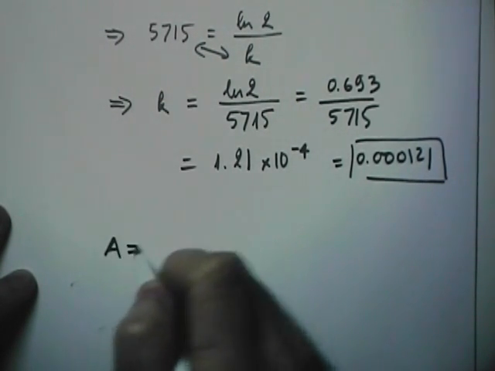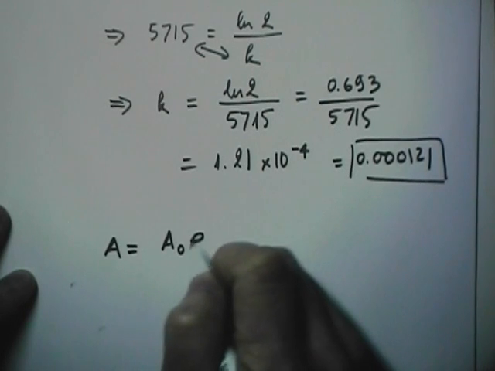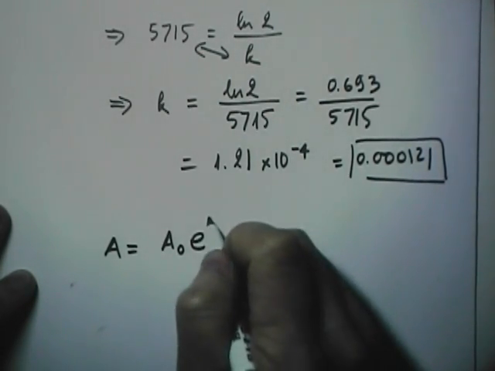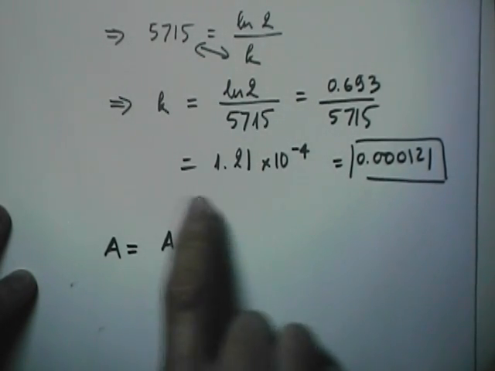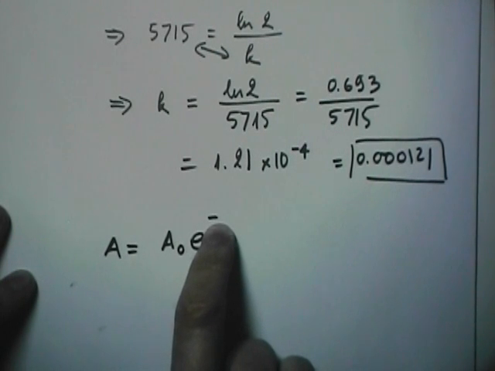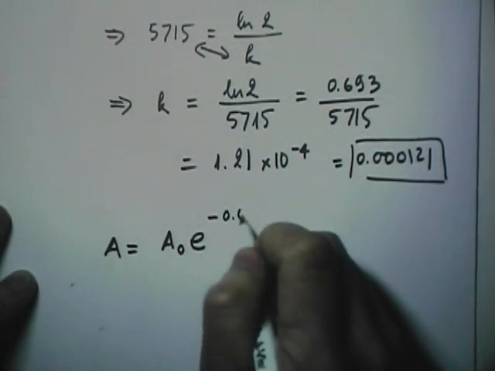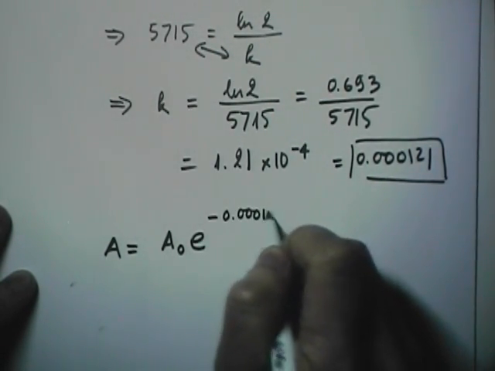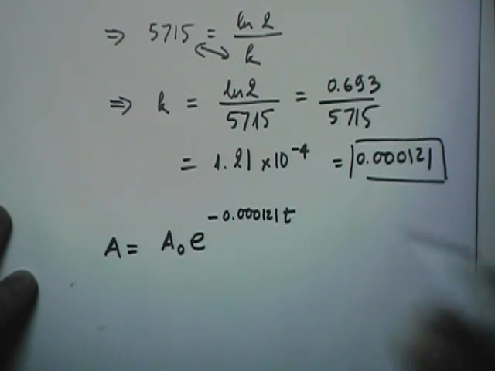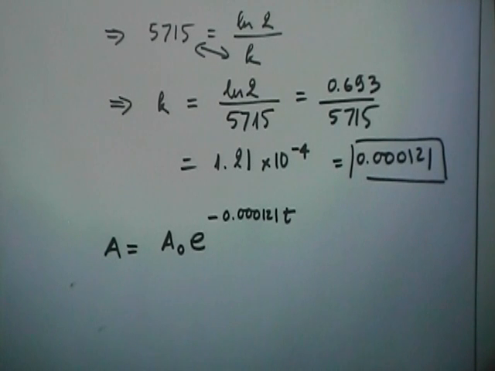A equals A sub 0 times e to the minus, because it's a decay problem, so the k has to have a minus in front of it. Minus 0.000121 t. Okay, so that's the equation.